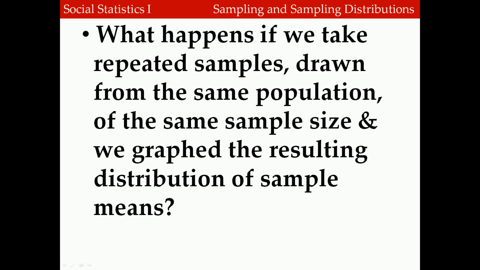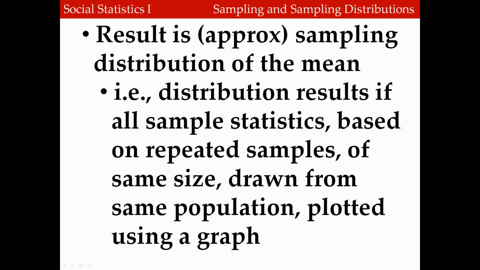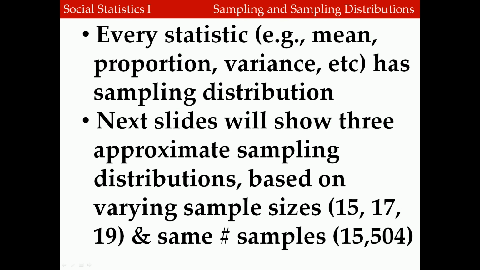Now, constructing the sampling distribution is basically like asking, what would happen if we drew repeated samples from the same population, of the same size, over and over again, and graphed the resulting distribution? What would it look like? The result would be an approximation of a sampling distribution of the mean. That is, the distribution that results when all samples, based on repeated sampling runs of the same size drawn from the same population, are plotted using the same graph. Every statistic, the mean, the proportion, the variance, has a sampling distribution, but in our example, we're just illustrating the sampling distribution of the mean.